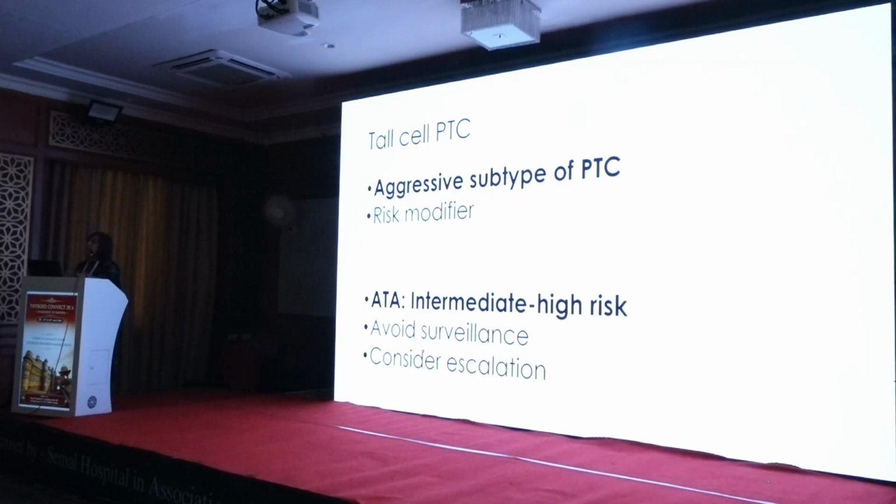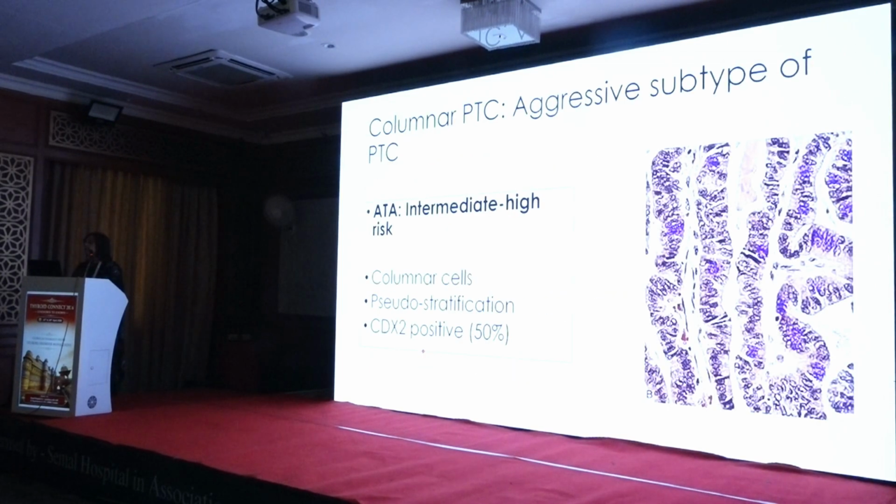Most of the tall cells will also have other features like extrathyroidal extension. Most of them will have lymph node metastasis. Most of them will be multifocal. So it is very rare that you will have a very small tall cell, and then you have to decide whether RAI has to be given or not. But tall cell is something that is a risk modifier. Now your risk has changed. And if you're thinking of doing active surveillance for a tall cell, then you need to escalate.